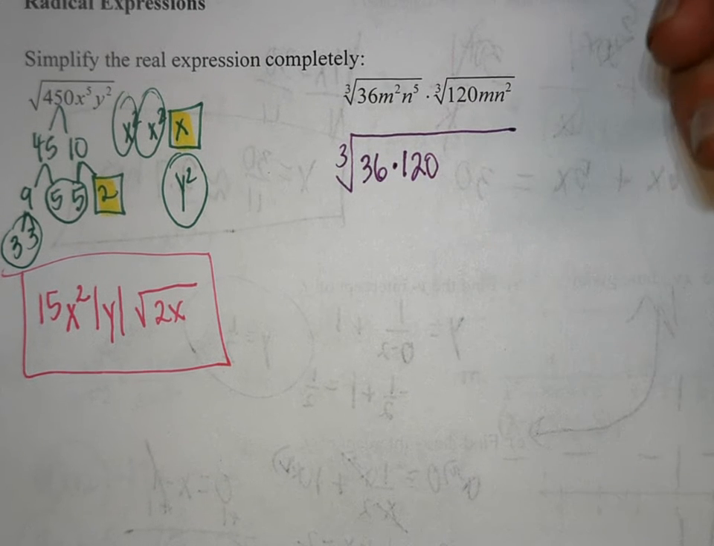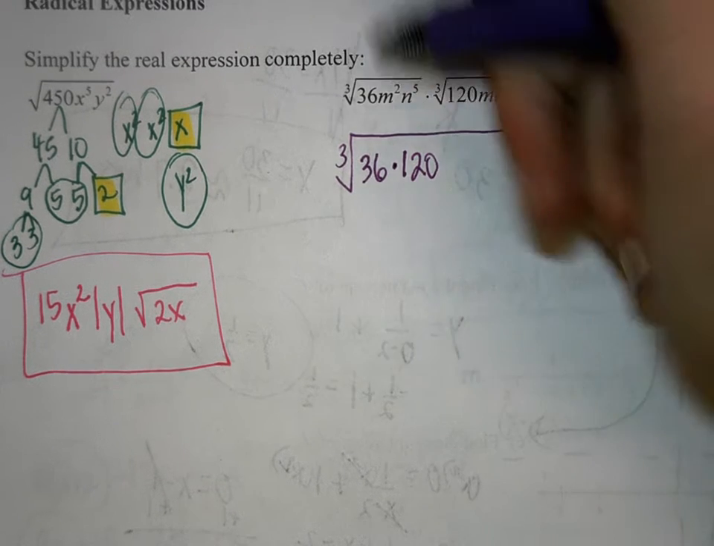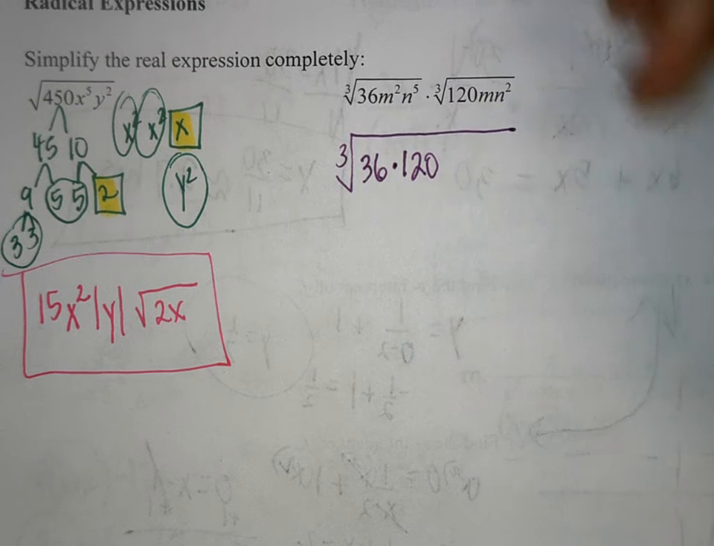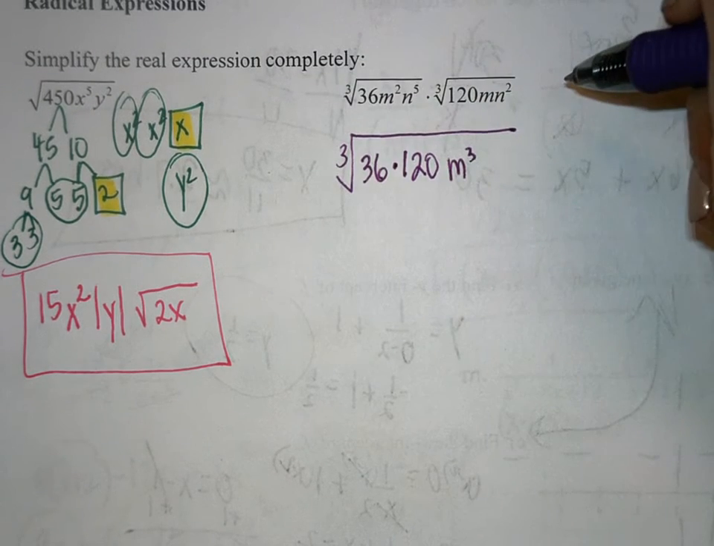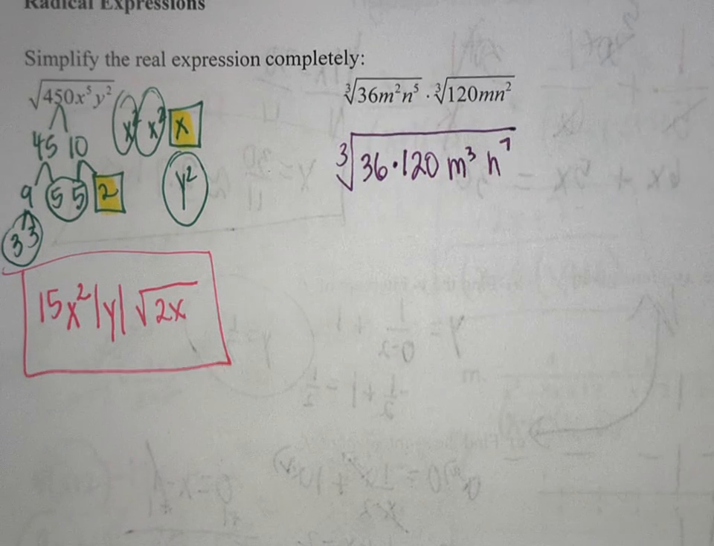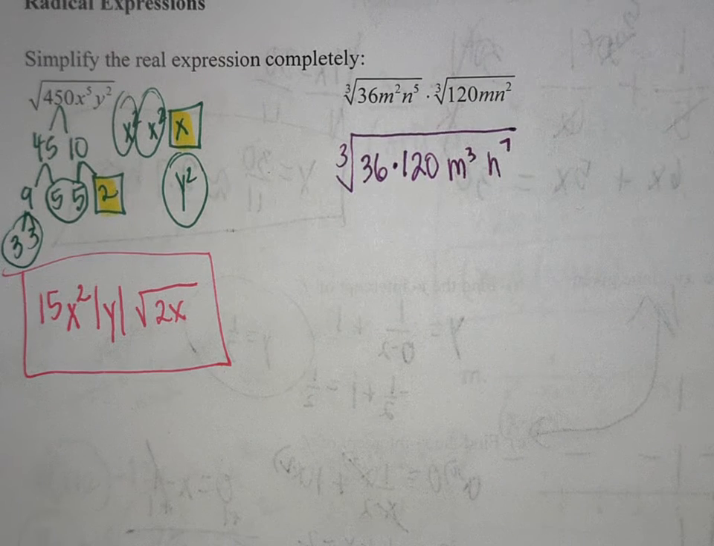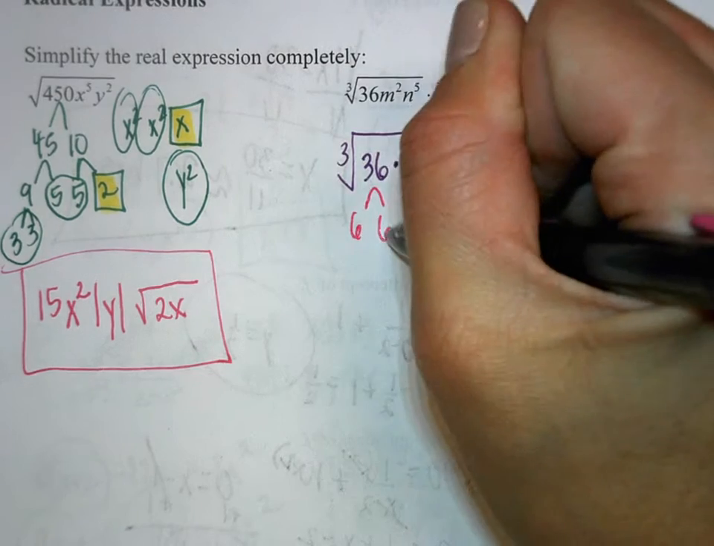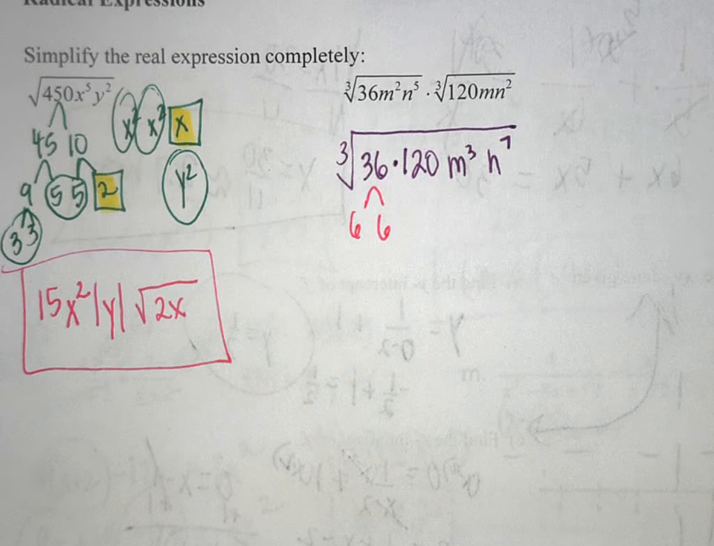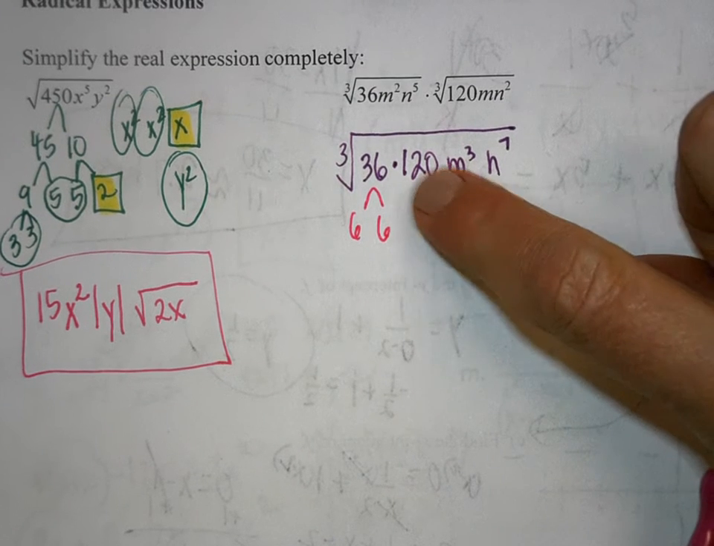And then how many m's do I have? So I have 2 here and 1 here, which makes 3. And then how many n's do I have? 7. Any questions on that so far? Okay, so how many do I need for a group? 3, correct? So if I break 36 down, I have a 6 and a 6. Do we agree? Is there any way of getting a 6 from 120?